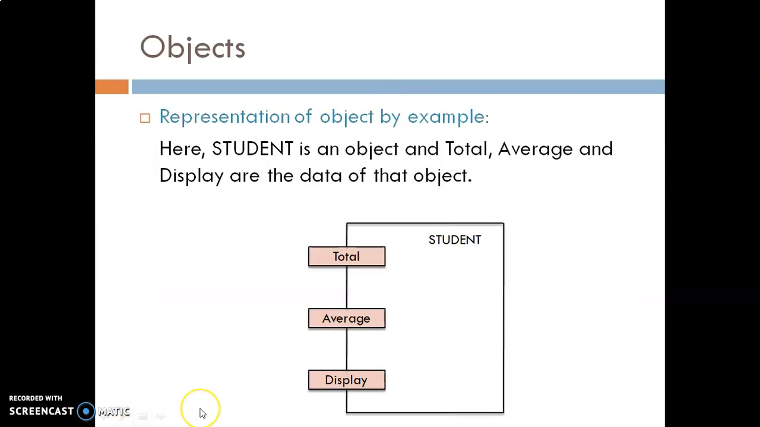You can see here one of the examples of objects. Suppose the object is student, then total, average and display are the data of that object. Object is here student. So this is the representation of an object with data. Data is here total, average and display.